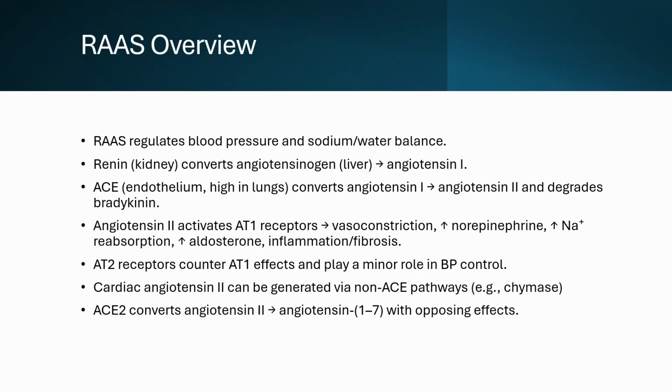In the heart, angiotensin 2 can be formed via a non-ACE pathway by chymase. This enzyme is responsible for about 80% of local angiotensin 2 generation in the heart, which results in increased cardiac contractility, hypertrophy, and remodeling in the presence of ACE inhibition.